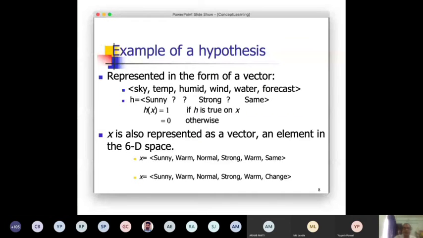Now, do you think the first example will satisfy? Yes. What about the second example? No, the second example will not satisfy. Where is it not satisfying? The forecast value is not the same. Right, exactly. So this is the meaning of this hypothesis.